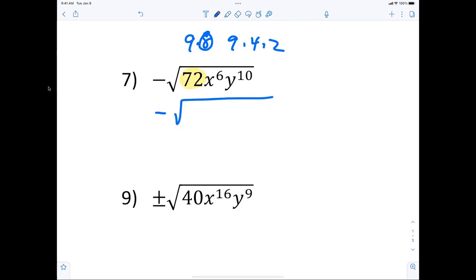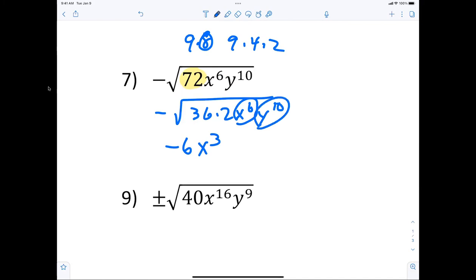So I write negative square root 36 times 2, x to the 6th, y to the 10th. Why is it okay to say x to the 6th, y to the 10th? Because they are perfect squares. So what's the square root of 36? Notice there's a negative out there. What's the square root of x to the 6th? What's the square root of y to the 10th? Y to the 5th. Radical 2. Come on, it just takes practice. All right, next, number 9.